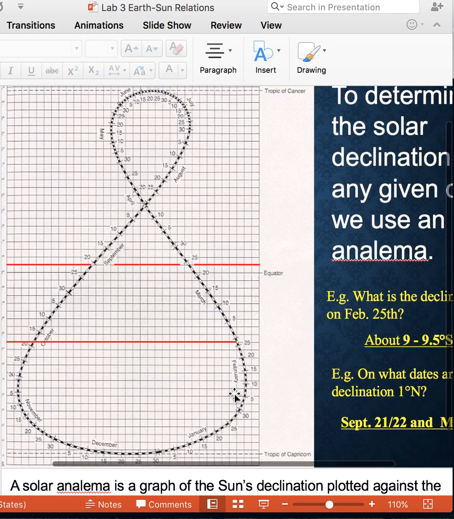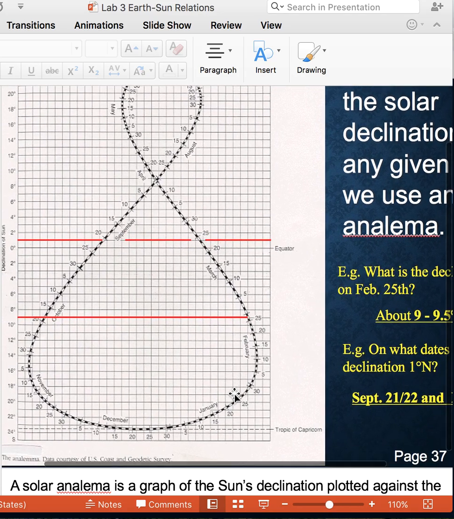This is when I wish I could have uploaded this in. It's easier to see a filled out analemma, but you would go to February 25th, and we know the path, right? It goes here. It's just a lot easier when you see everything filled out. February 25th is right here, and you just go over, and you know that it's going to be 9 degrees south, or 9.5 degrees south.